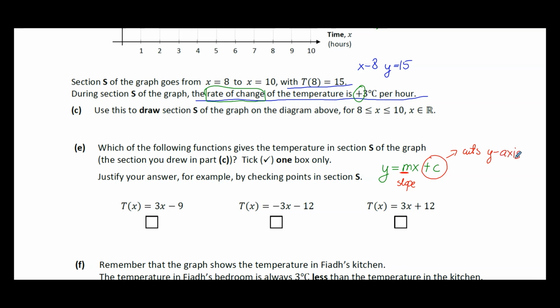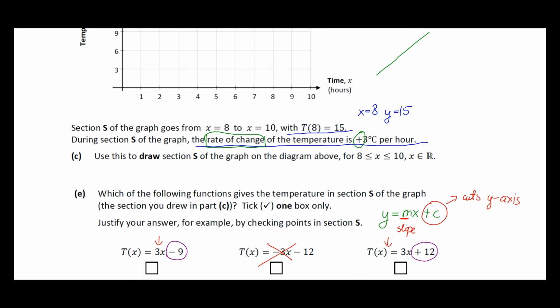We know already that the graph we drew has a slope of 3. So the number beside x has to be 3. It's definitely not this function because that has a negative slope. So we are only considering the first one and the last one. That's part of our justification: the slope is 3. Now, what we can consider next is the other value. This graph will cut the y-axis at -9, and this graph will cut the y-axis at +12.